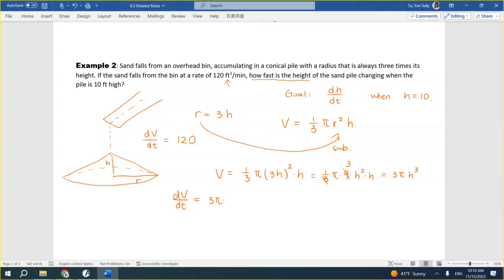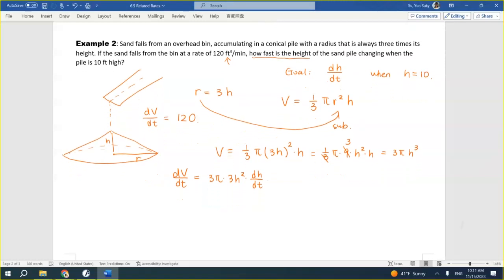What is the derivative of h cubed? 3h squared. But when you differentiate the h, multiply by dh/dt. Right, everybody? So 3 pi times the derivative of h cubed is 3h squared dh/dt.